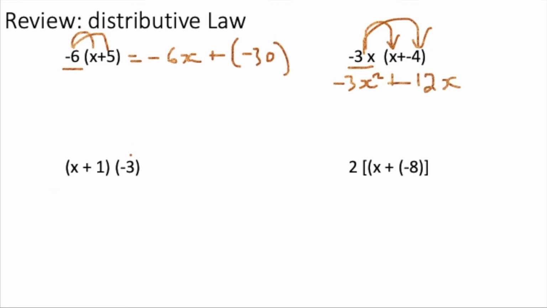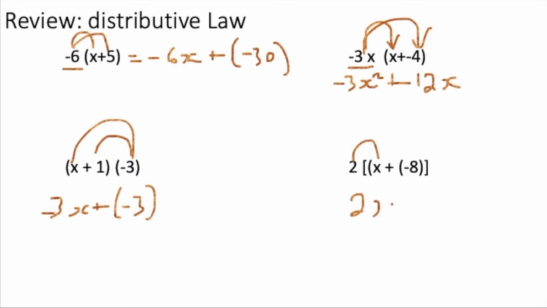Okay, now it doesn't matter which side I put it on, I can still multiply it in. So this is negative 3x plus negative 3, and this is 2x minus 16.